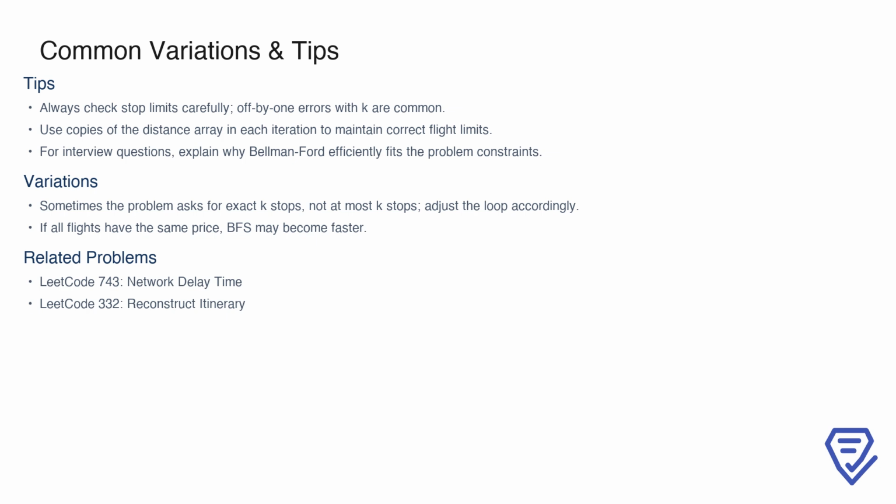The problem may be reworded sometimes to ask for exactly k stops, which changes the loop logic. For flights with uniform prices, BFS can be practical, but for variable pricing or dense graphs, Bellman-Ford remains best. Related problems include network delay time and reconstruct itinerary, both important for strengthening graph skills.